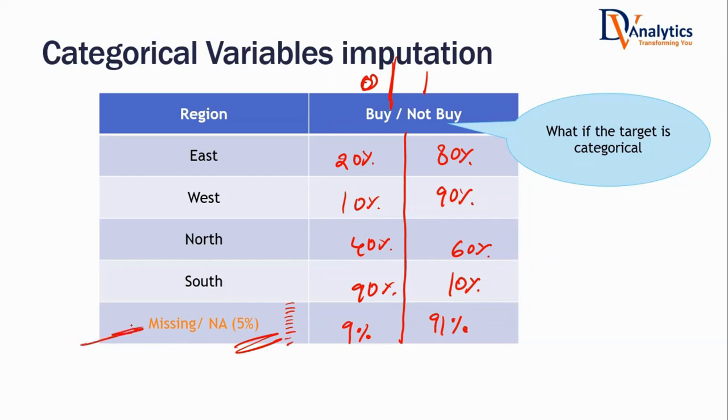What is the most reasonable substitution for this out of East, West, North, South? I can confidently say they must be from West. Why West? Why not any other region? Sir, because it is close to this. So here, the buying rate is very much close to this.